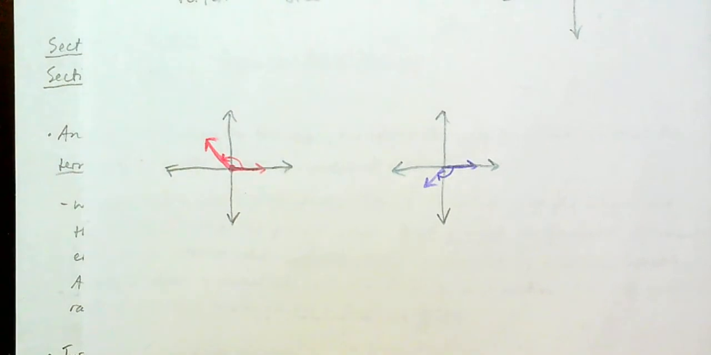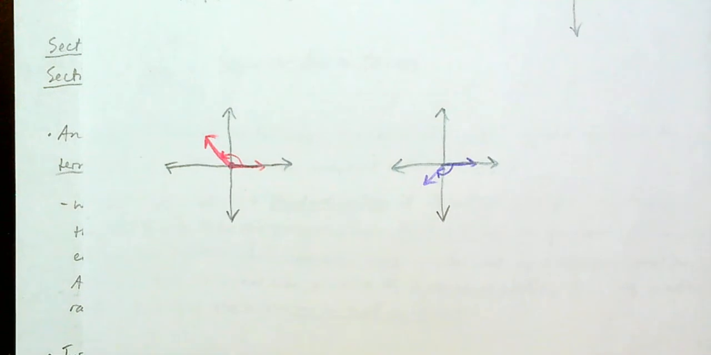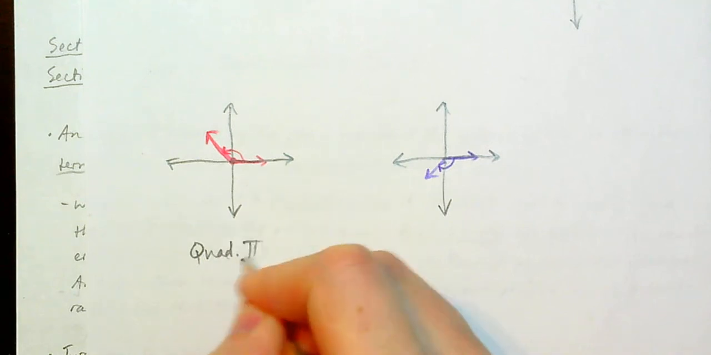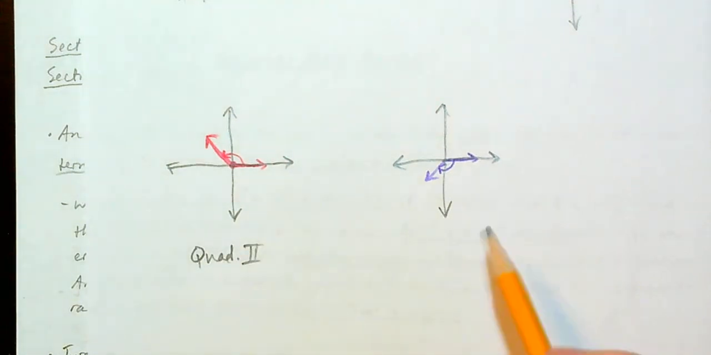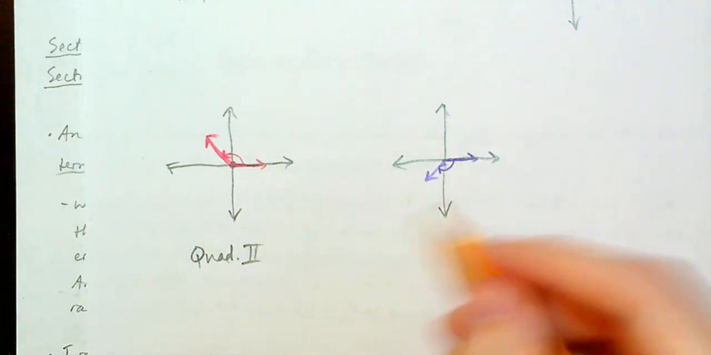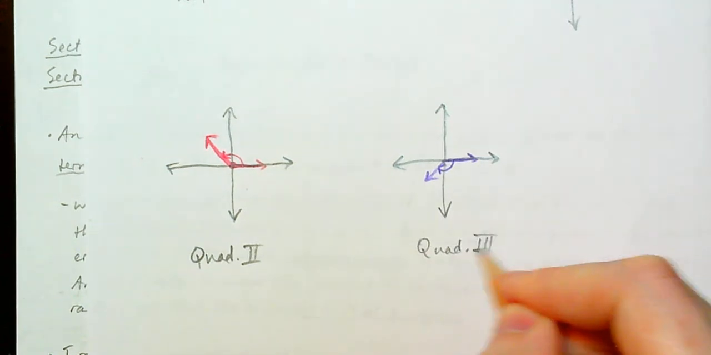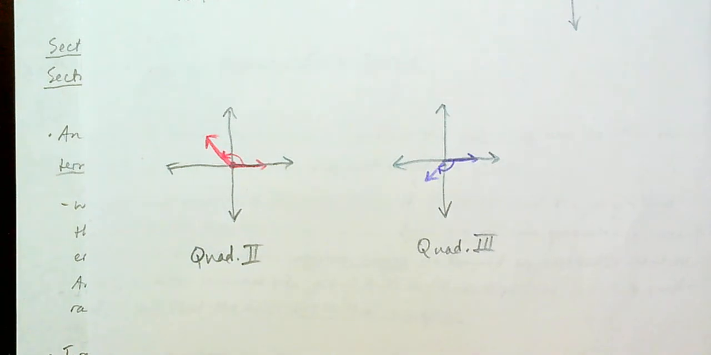So looking back at our two samples here, our red angle here, this is our terminal side. The terminal side lies in quadrant 2, so we would say that the angle is in quadrant 2. This angle that's in purple here, the terminal side lies in quadrant 3, so we say that the angle would lie in quadrant 3. Just some basic trig things here to get ourselves started off.